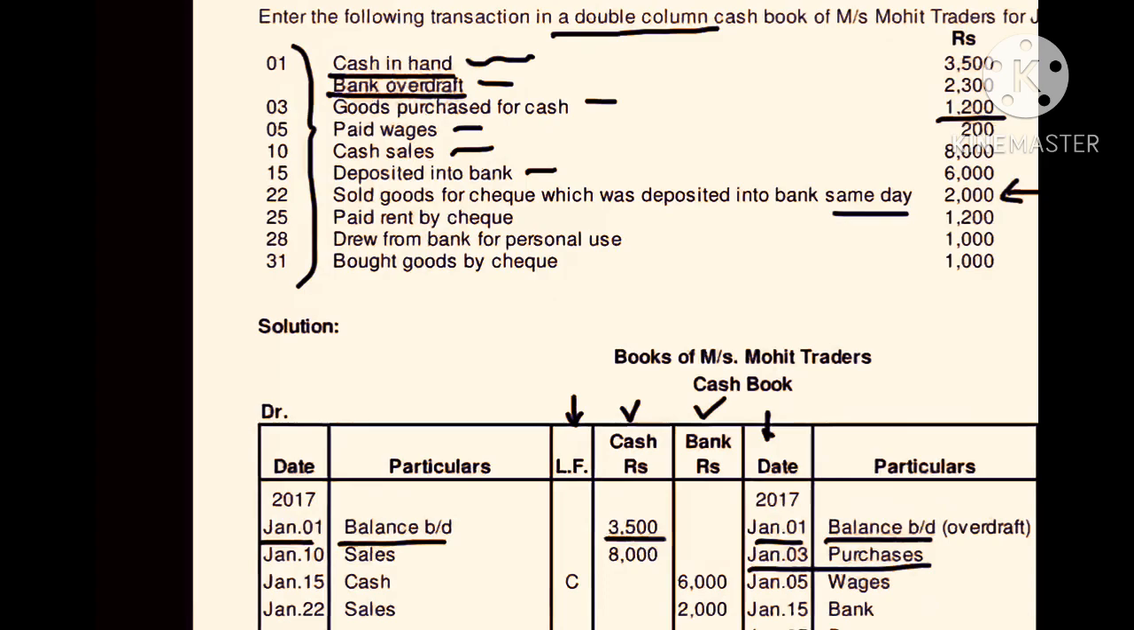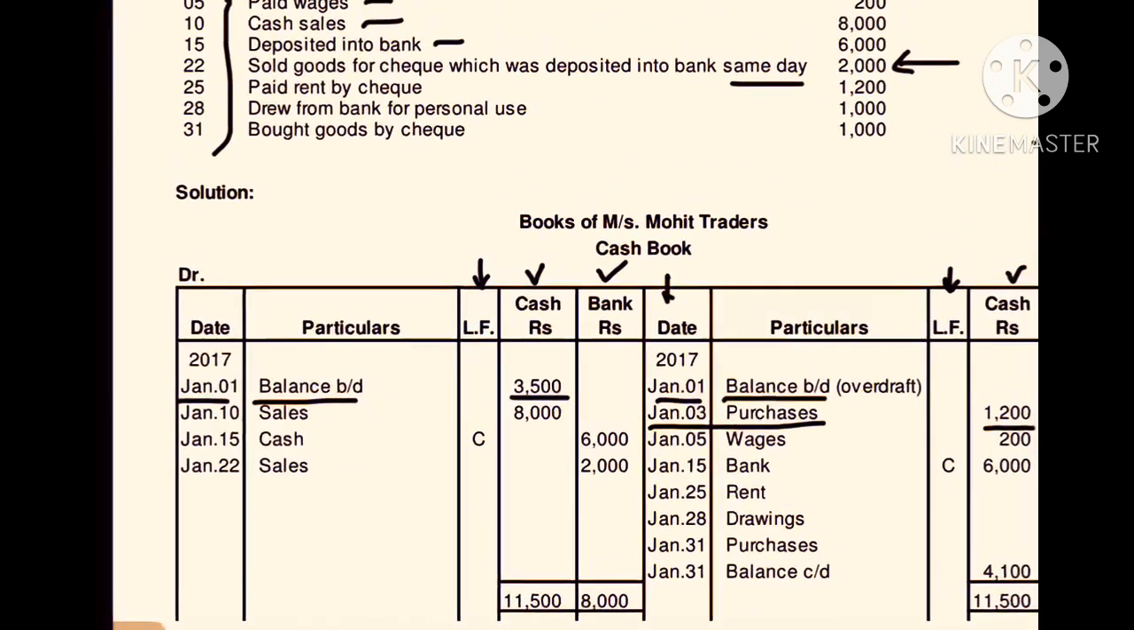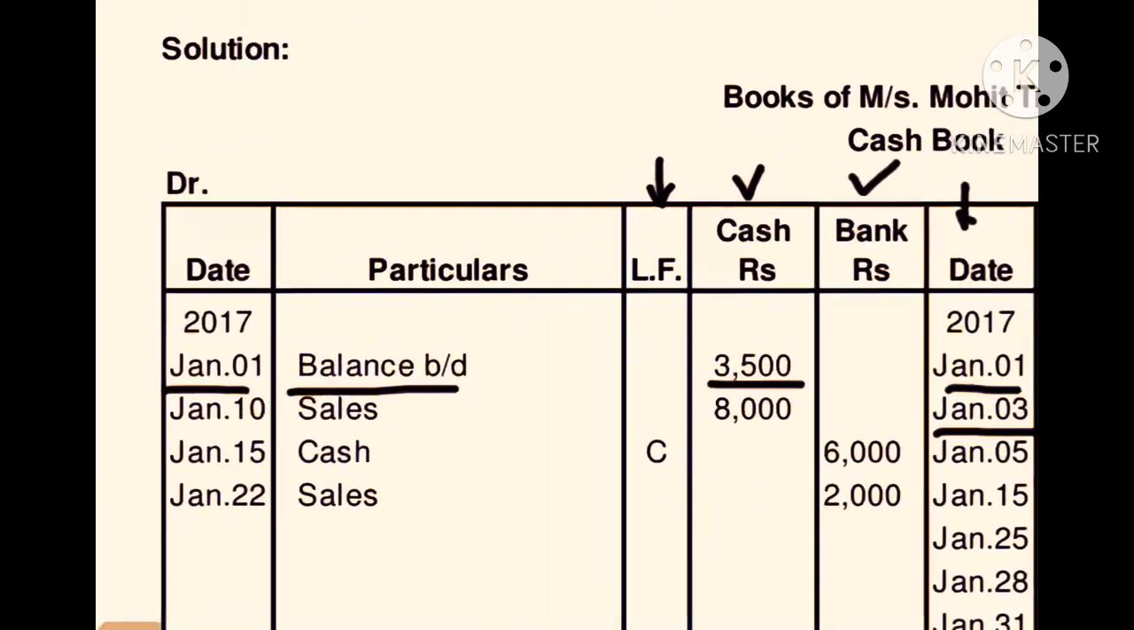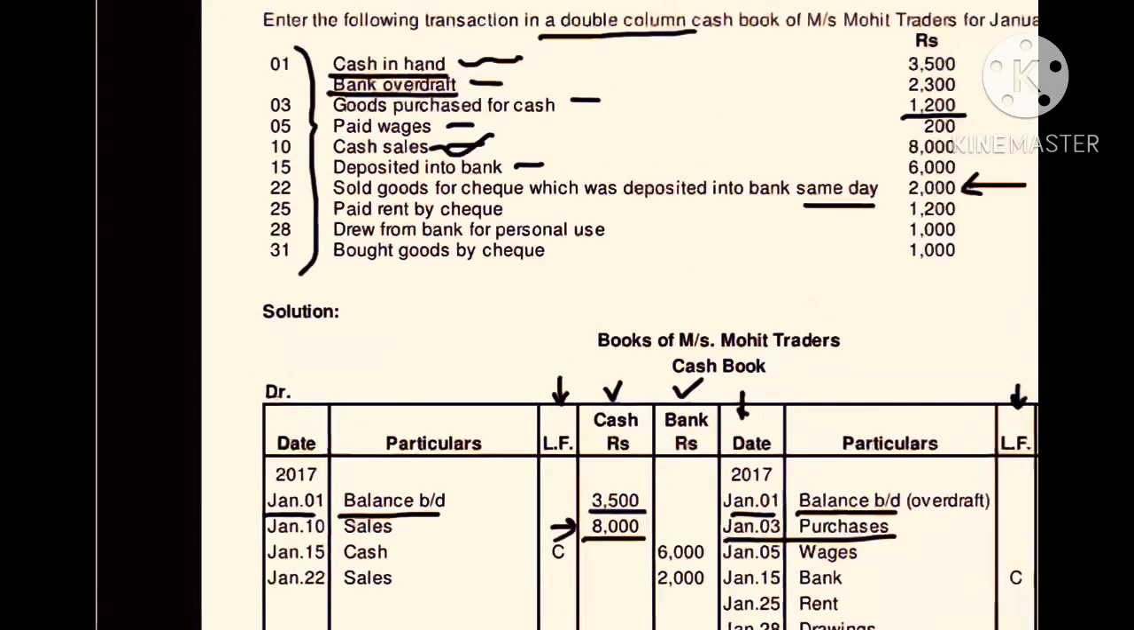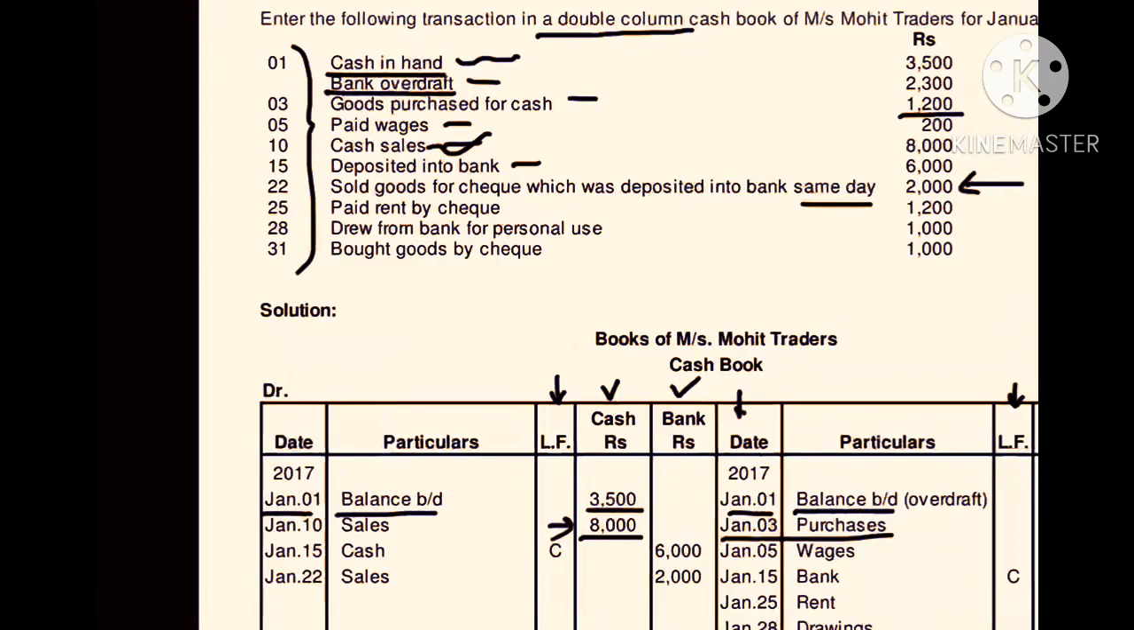Paid wages is similarly on the credit side, as it is also an expense. Cash sales rupees 8000: look at that, on January 10 I'm going to write sales rupees 8000 in the cash column. Why? Because with cash sales you earn revenue by selling your product, and that is in cash. So it is on the debit side, since this is an income. Next point is deposited into bank.